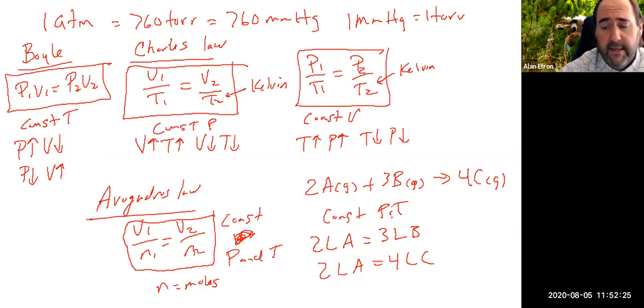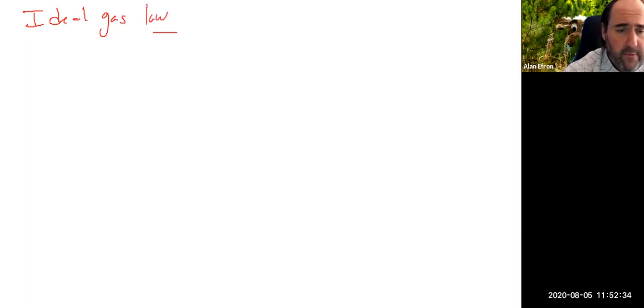stoichiometry problem. Now, speaking of that, if we put everybody together there, we do get that ideal gas law. And that is our PV equals nRT.